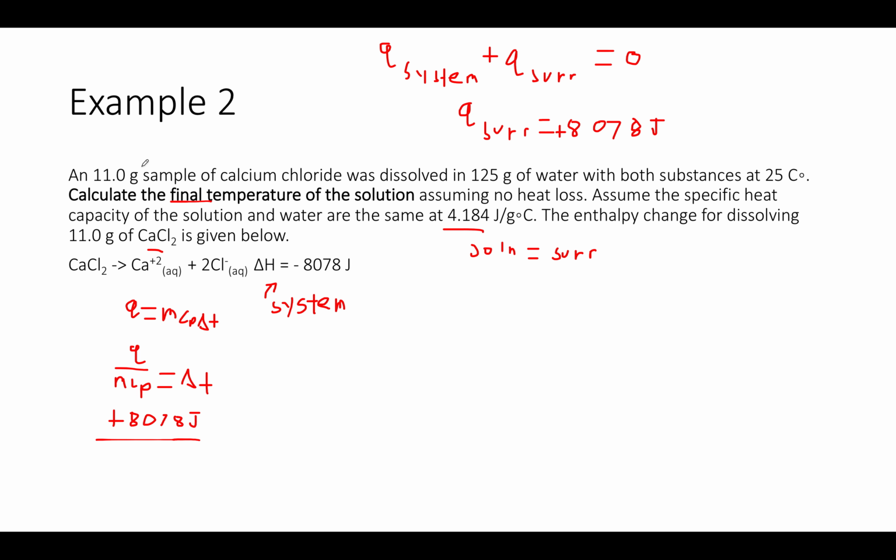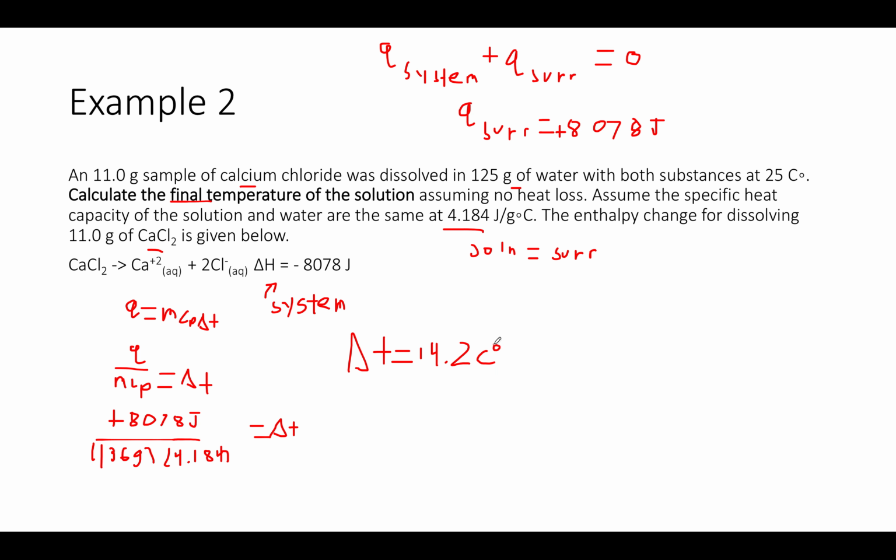What's the mass? Well, be careful. Once again, it's the calcium chloride plus the water. So 136 grams. And the specific heat, we're assuming no heat loss, so it would be the specific heat of the water, 4.184. And that equals delta T. So you do the math, delta T comes out to be 14.2 degrees centigrade. Is that our final answer?